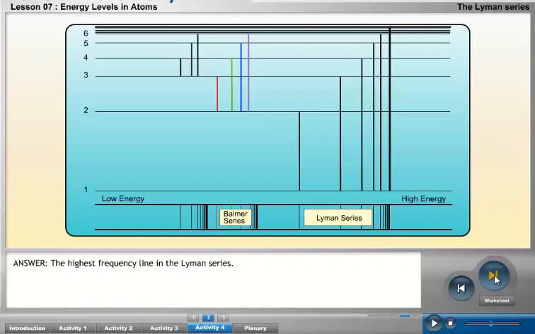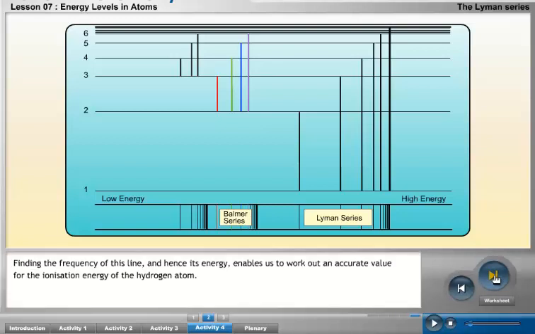Answer: the highest frequency line in the Lyman series. Finding the frequency of this line, and hence its energy, enables us to work out an accurate value for the ionization energy of the hydrogen atom.